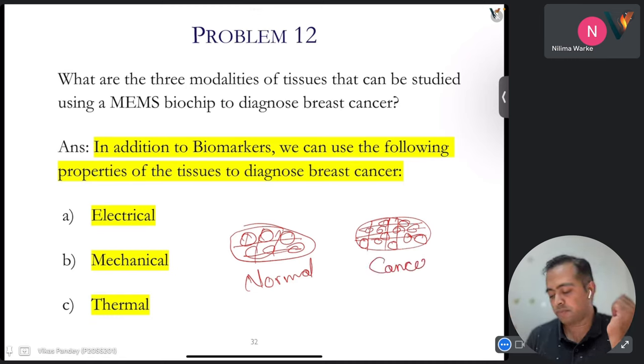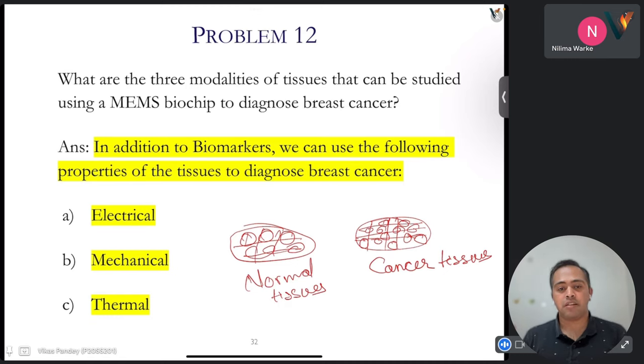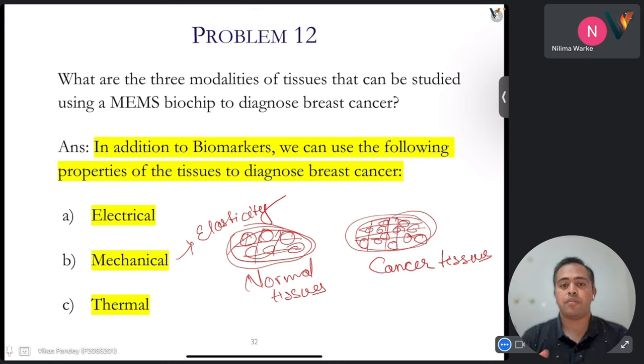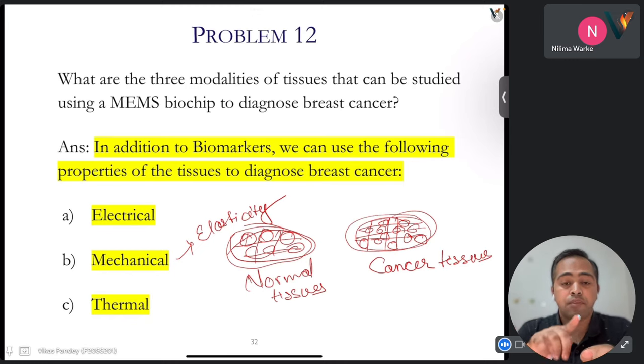So this is normal. First is the elasticity. Elasticity of the normal tissue and the cancerous tissue varies. So this comes under mechanical properties. Elasticity we can detect by using some piezoresistive material, where more elasticity will have different current flowing through it or different current produced from it. The second one is that their thermal conductivity will vary. The electrical resistance of both types of tissues is also different. And these three properties can easily be used in a MEMS biochip to diagnose breast cancer tissues. Okay, fine.